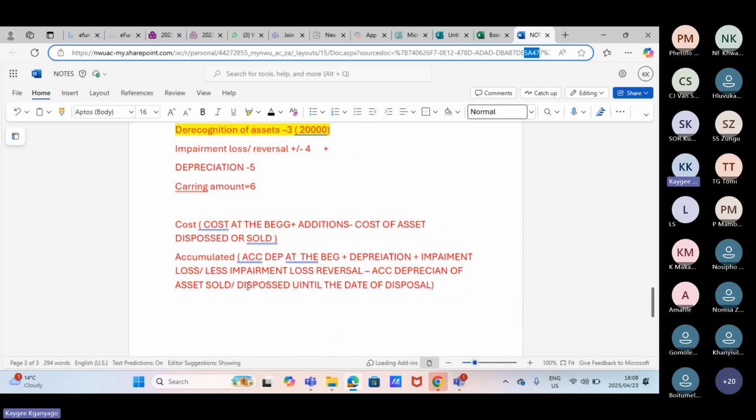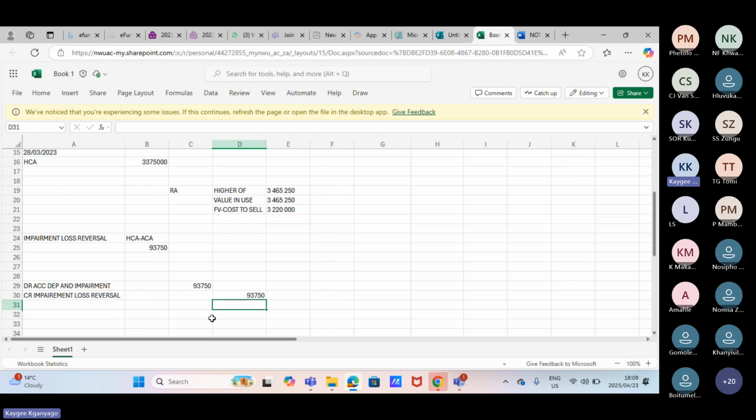Here we said we add impairment loss and we less impairment loss reversal. Can you see the reason why we are debiting? Remember, accumulated depreciation is a negative asset. It increases on the credit side. It decreases on the debit side. The moment you debit it, you show that it is decreasing.